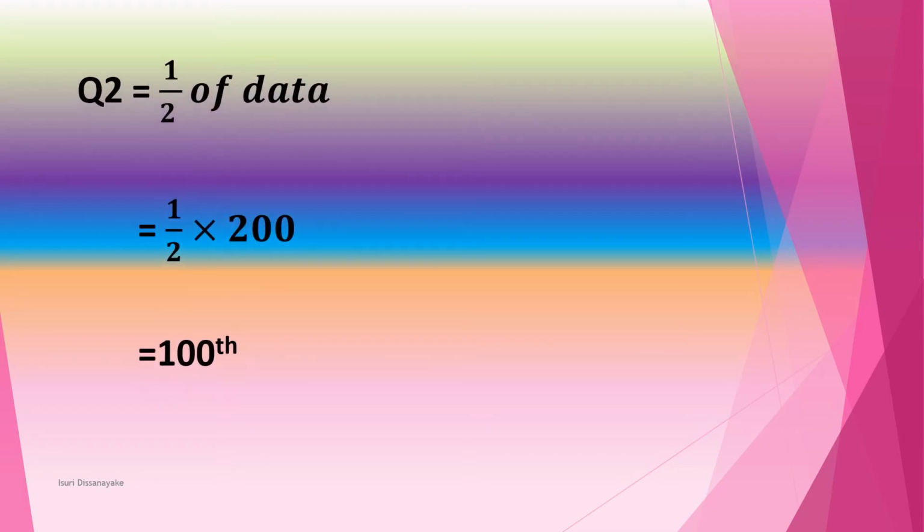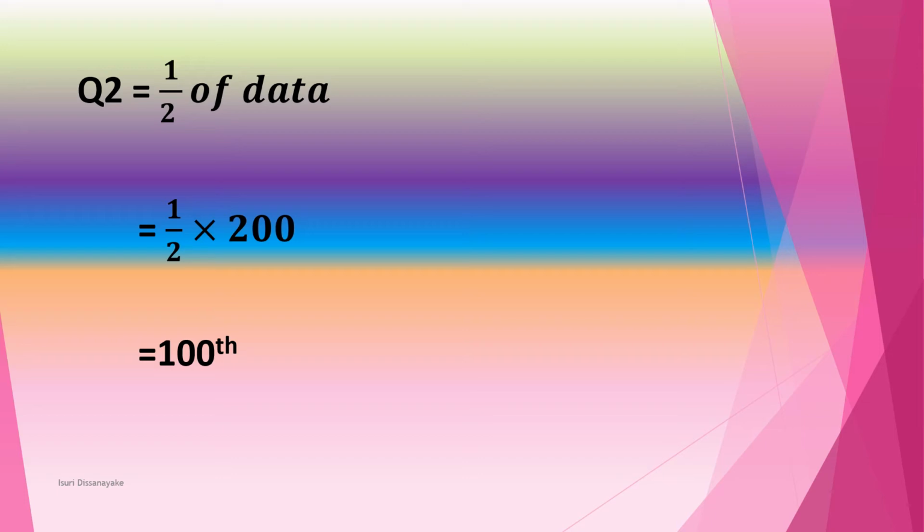Now we are going to find the median of this data. Median means the middle value. How do you find the median? You have to take half of the data. Half of means to multiply. Data means you can remember that there were 200 data points, 200 shoppers. So half of 200 means the 100th value.